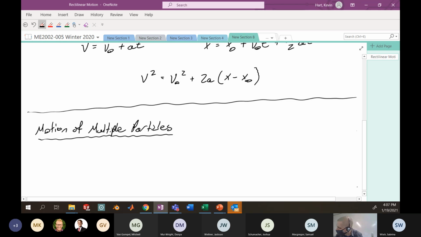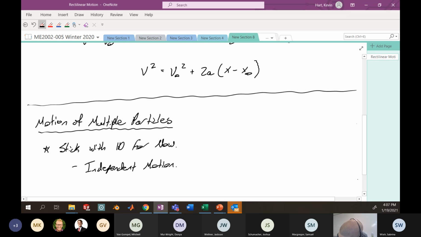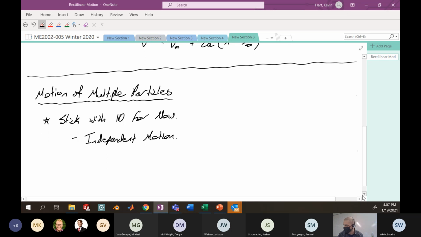All right, so motion of multiple particles. Specifically for now, we're going to stick with 1D. And to start, we'll talk about independent motion. And what I mean by that is two particles that can move freely and don't have any relation to each other. Meaning that the position of particle 1 does not depend in any way on the position of particle number 2.